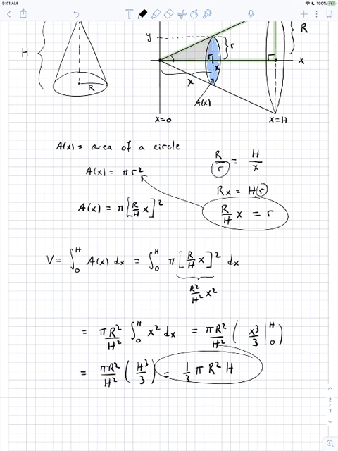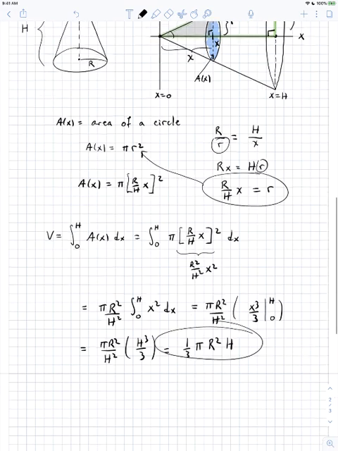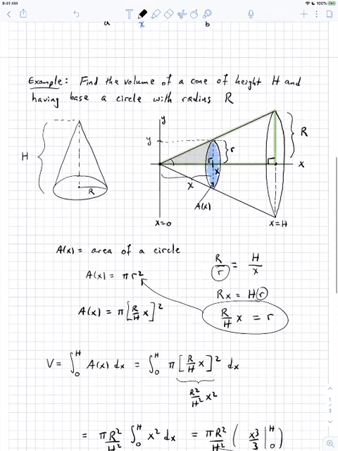The cone is a familiar object, something that we understand what it looks like. But the beauty of this technique is that it will allow you to compute volumes of regions that are even difficult to visualize, so long as you know the cross-sectional areas. So let's look at another example.